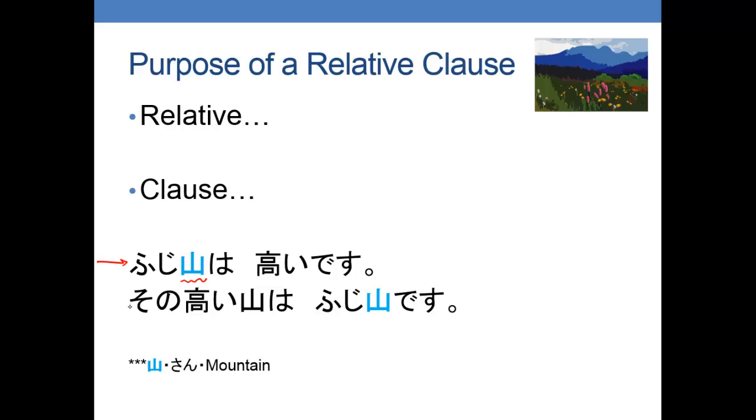Now for the second sentence, this is where it gets juicy. We have Sono takai yama wa Fujisan desu. This is giving more explanation, giving connections, giving relation. By breaking the sentence down, the first part is the relative clause, because it's saying that tall mountain is Mount Fuji. So it's clarifying which mountain we are talking about. It's the tall mountain, that one's Mount Fuji.